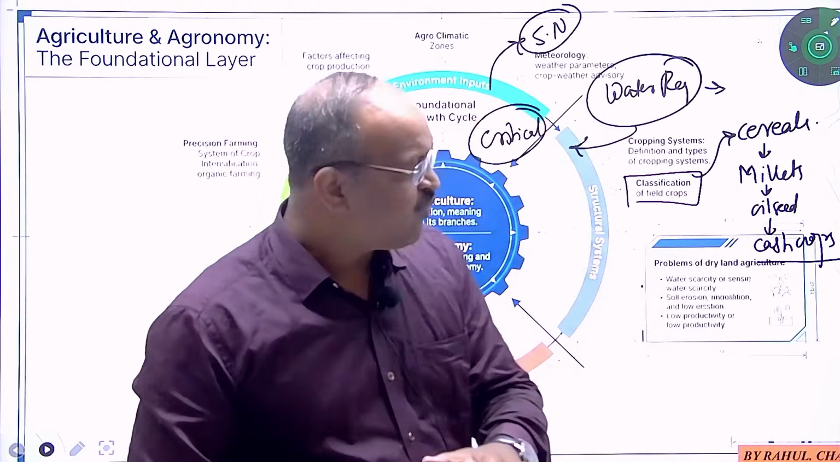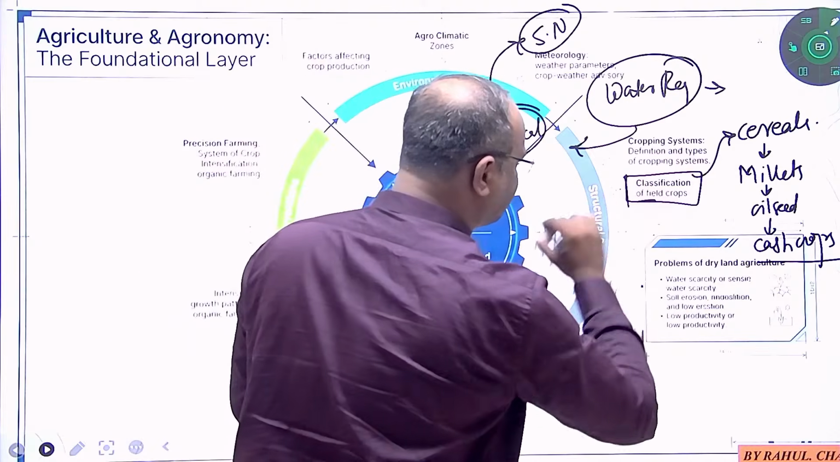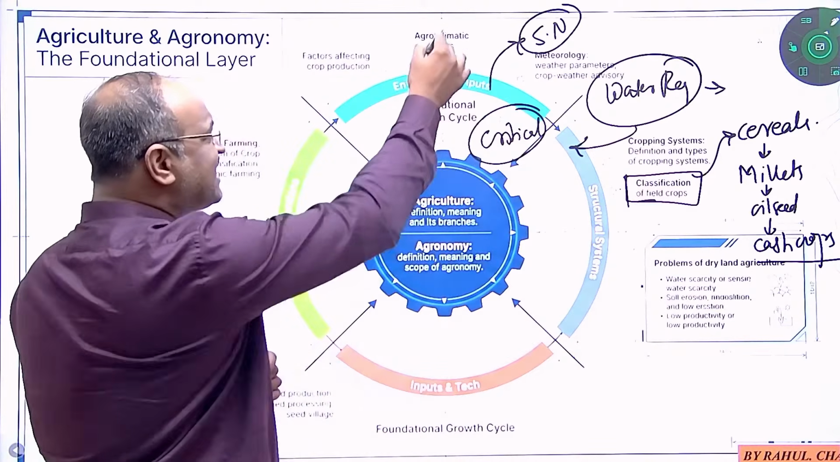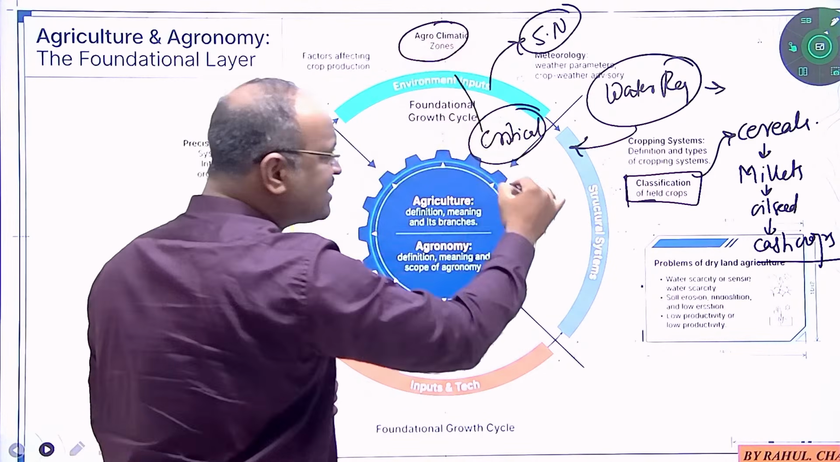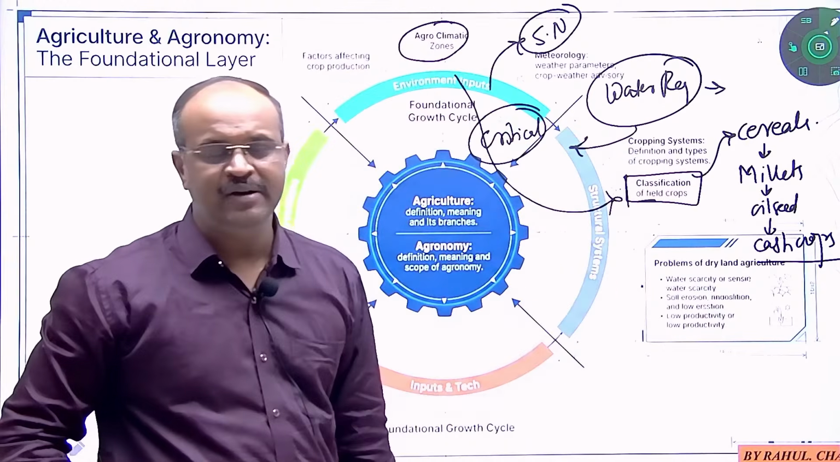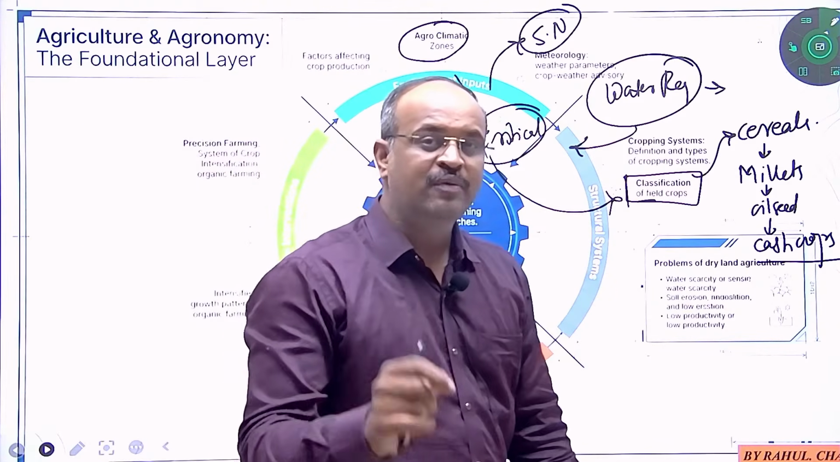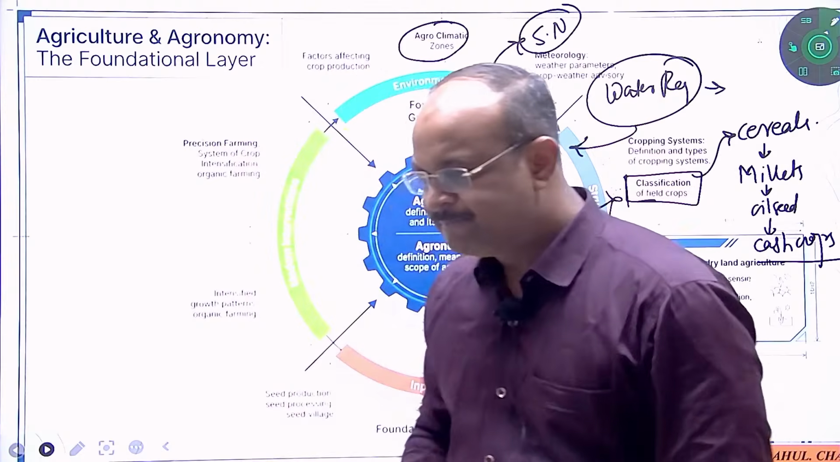Getting? So focusing on this topic is very important, very important. You can skip the agroclimatic zones, but you cannot skip the classification of field crops, because each and every crop we have to discuss in detail. Getting?